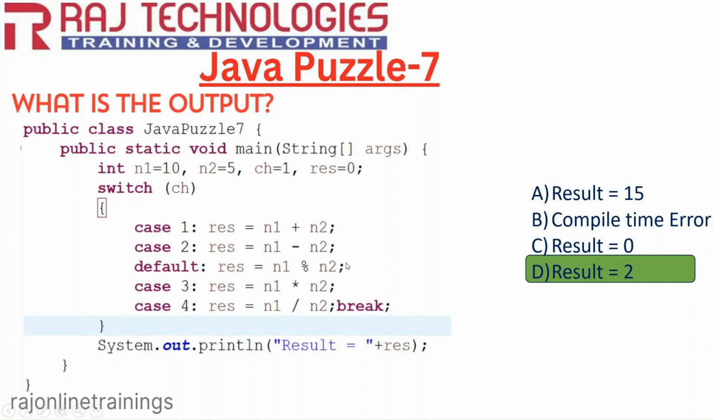So the main concept of this program is, if there is no break statement in cases, it is going to execute the statements of other options until it says break. The main use of break is to come out of the switch, and if there is no break, it will just execute the statements of other options until it says break. So that's about this puzzle.